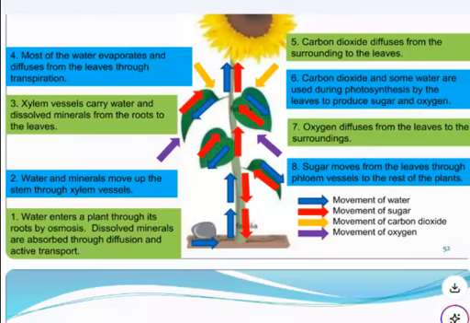Water and mineral move up the stem through xylem vessel. You can see the diagram as indicated. Sugar moves from the leaf through phloem vessel to the rest of the plant, and water enters a plant through root by osmosis. Dissolved mineral are absorbed through diffusion and active transport. You can see the arrow now that is giving you the summary of what we discussed.